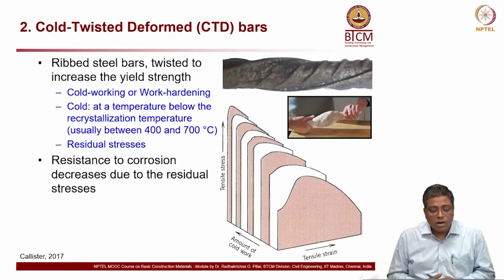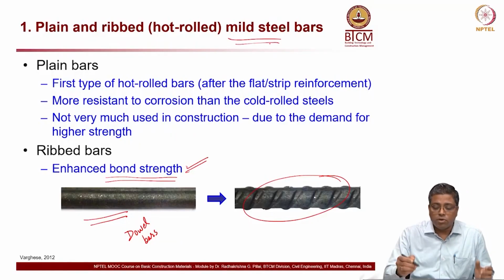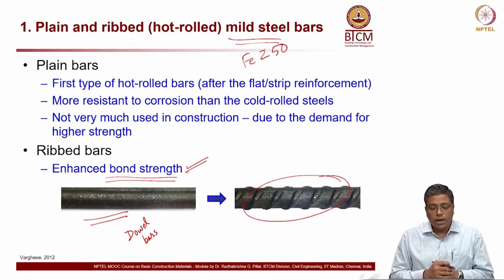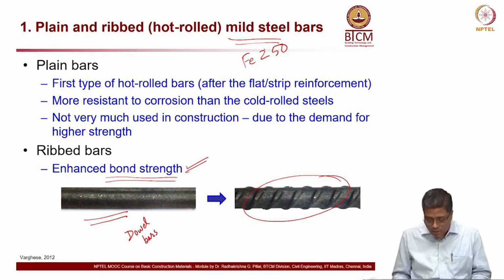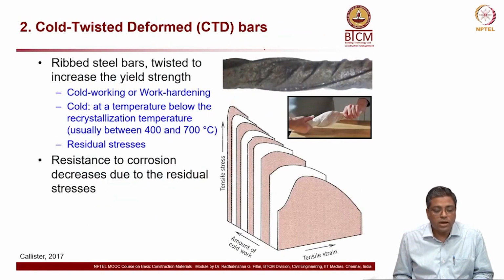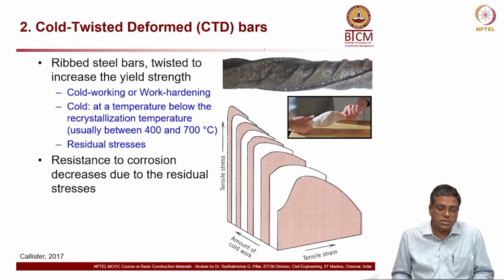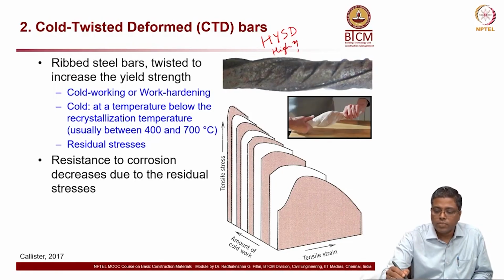Now, the other type of bar, before we go on. These are also mild steel. Typically, these bars are of Fe 250 grade. There was a demand for increasing the strength, so people tended to go for strain hardening. This is the next generation type of rebar, the cold twisted deformed bars, or high yield strength rebar. It's also sometimes called HYSD, high yield strength deformed.